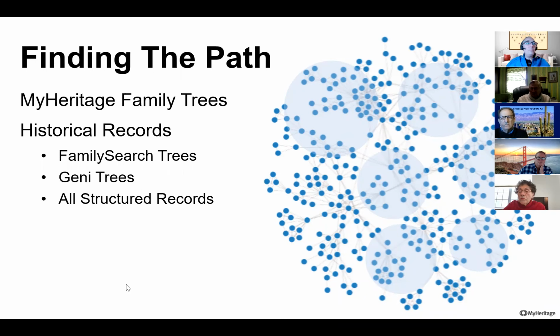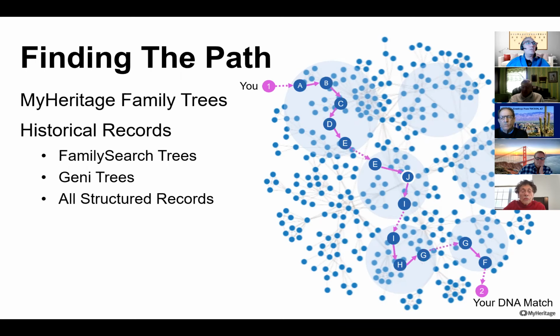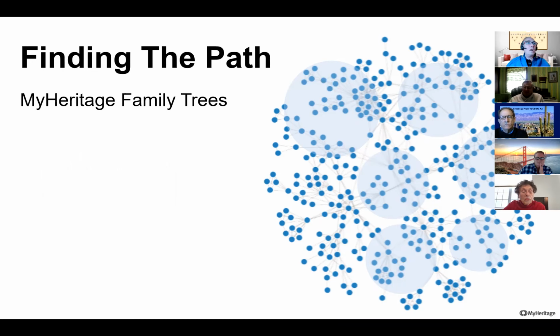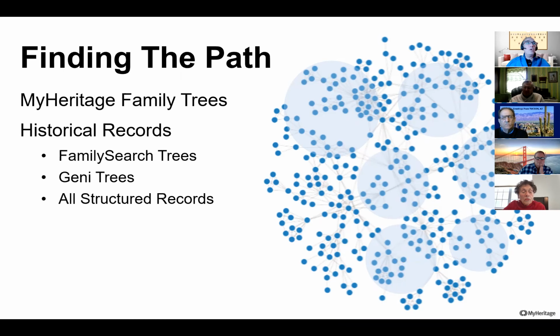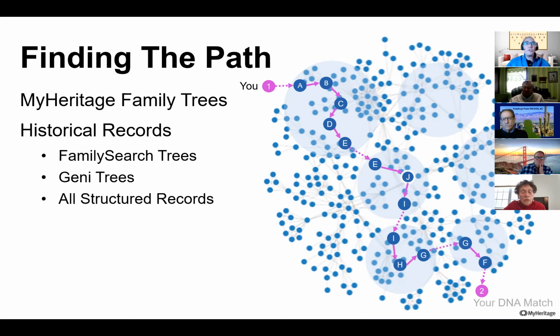And all those 13.1 billion historical records are taken into account in order to find the path through those family trees and through those records. And actually, those are Smart Matches and Record Matches that play here a fundamental part to find the path that goes between you and your DNA match.